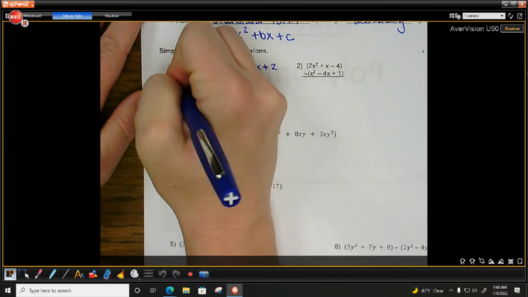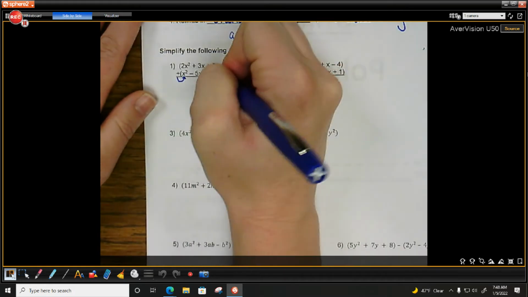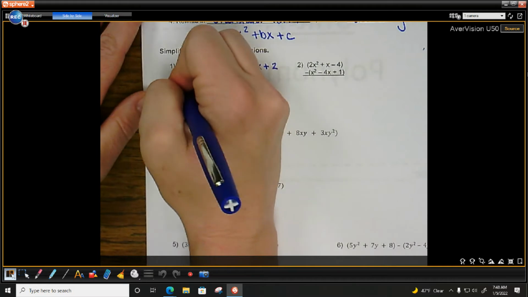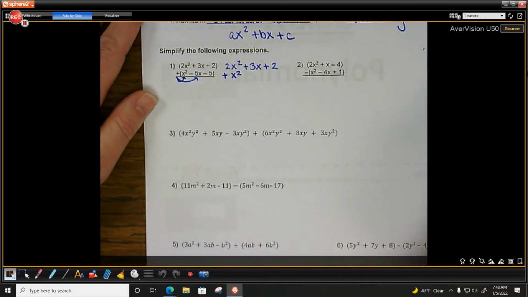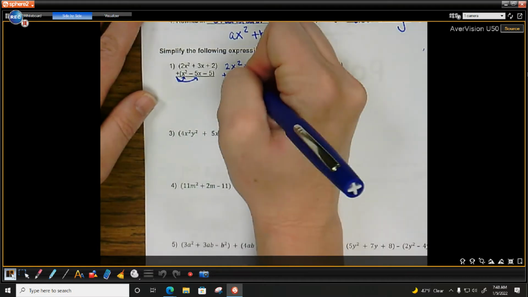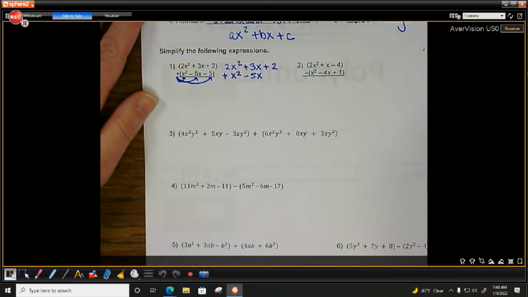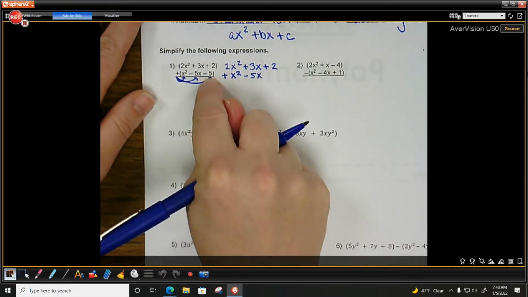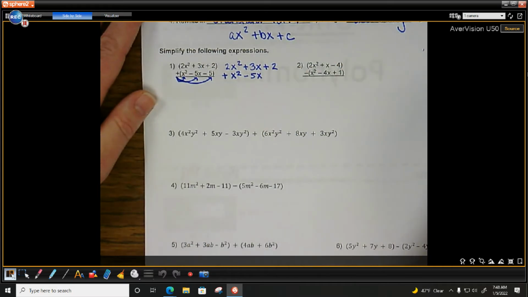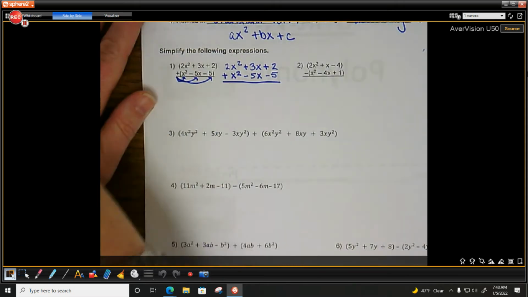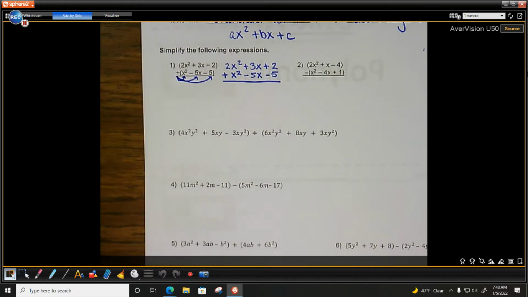So a positive times x squared is just a plus x squared. A positive times a negative 5x is just going to be what? Negative 5x. It doesn't change the sign. When you distribute a plus sign, it doesn't change what the original sign was. A positive times a negative 5 is negative 5. Did I get rid of the parentheses, guys? Yes. So now we're ready to combine our like terms.